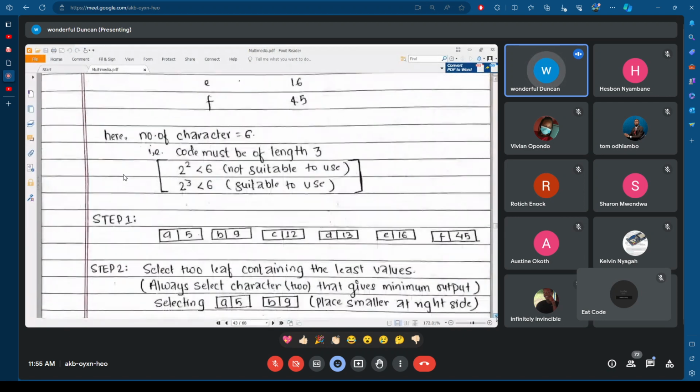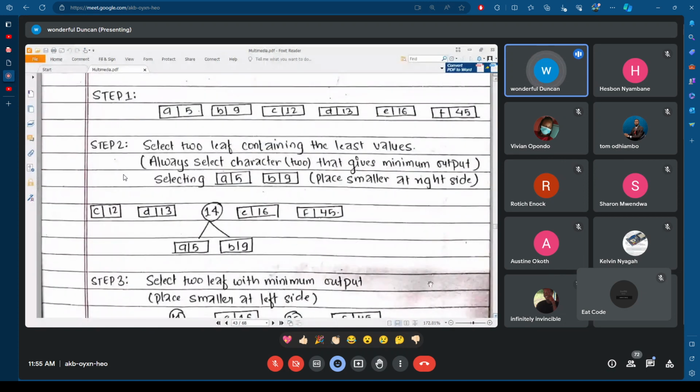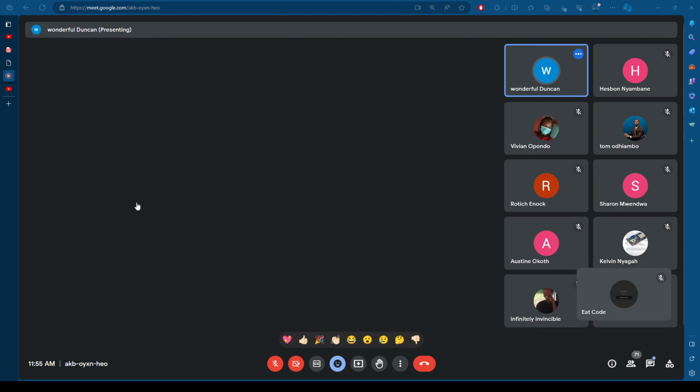Let us come now to solve the problem. So these are our letters, and the occurrence of these letters. Letter A we see is 5 times, B 9, C 12, D 13, E 16, and F 45. Then that is step 1. We put them like that. Then select 2 leaves containing the least values.